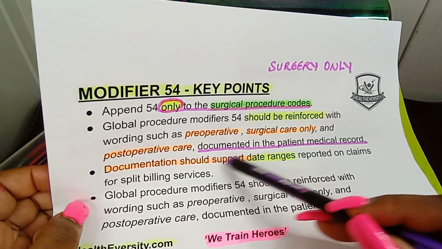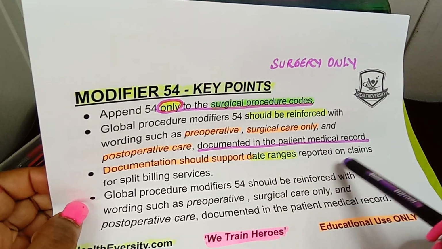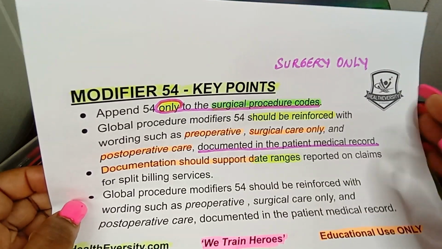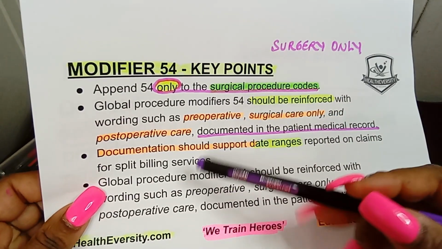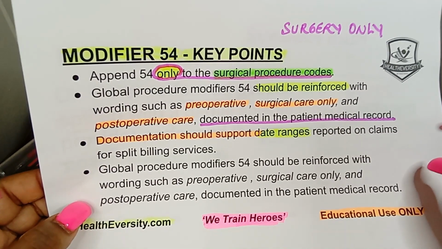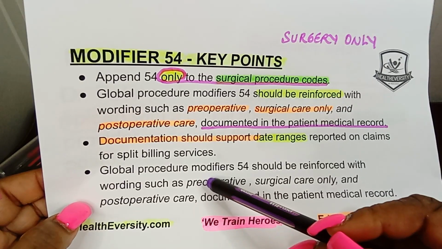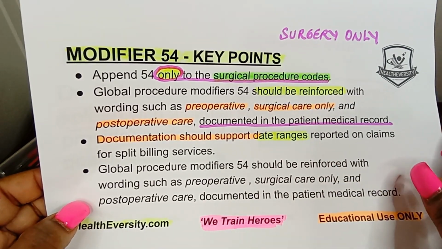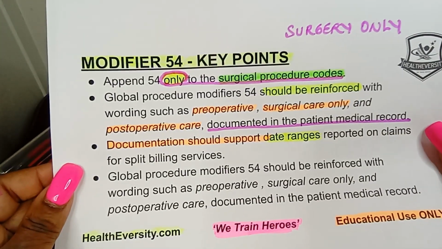Documentation should support date ranges reported on claims for split billing services. So you have to write the dates when he performed the service. Global procedure modifier 54 should be reinforced with the wording, right? It's the same thing up here. All right, we're moving on to the next thing.